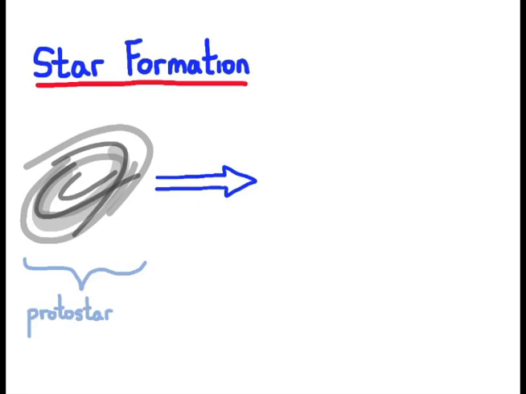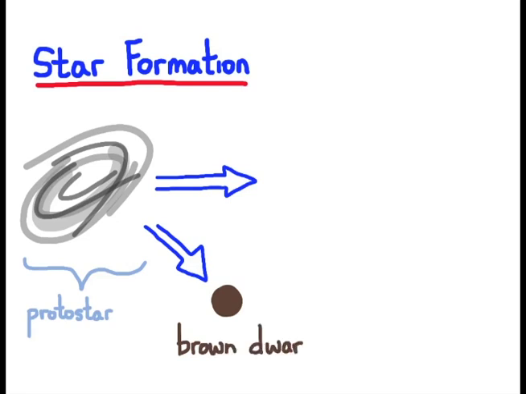If there's enough matter there, then a sufficient temperature will be reached in the core of that protostar phase that will support fusion of hydrogen, and a star is born. Sometimes there's not enough matter there to sustain the fusion process. So for masses less than about 0.08 solar masses, we end up getting a brown dwarf.